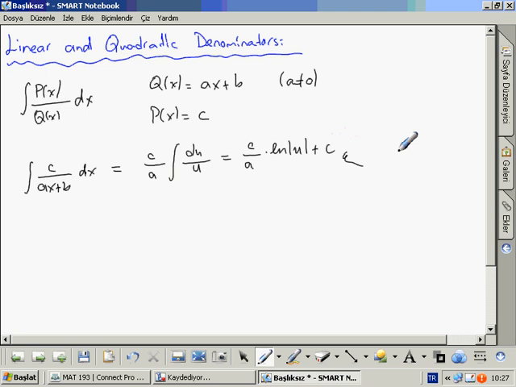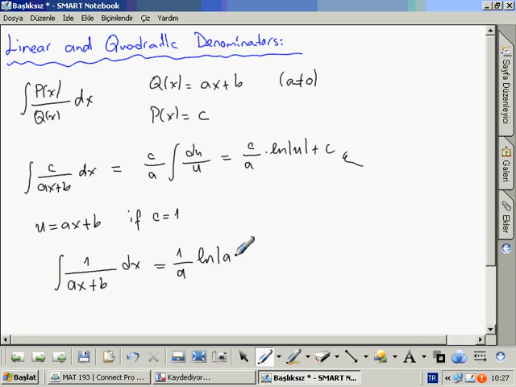Of course, u equals ax plus b, and if c equals 1, then the integral of 1 over ax plus b dx equals 1 over a ln of the absolute value of ax plus b, plus c.